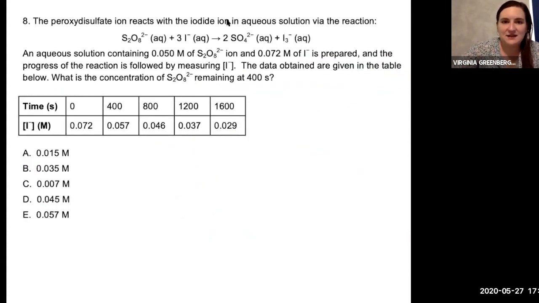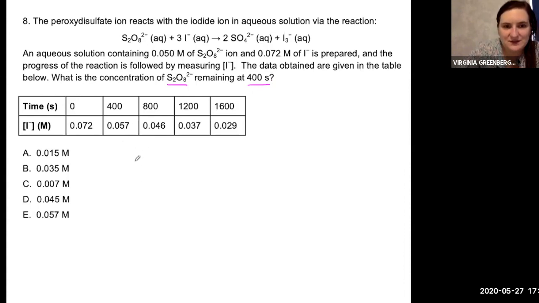Okay, next up, we have number 8, where we have this reaction and they give us some starting amounts and some progress, and they want to figure out how much of the S2O8 2- remains at 400 seconds. We're going to have to do something similar to the last problem, because the data they've given us are instead for iodide. We're going to have to relate the iodide change to the S2O8 2- change.